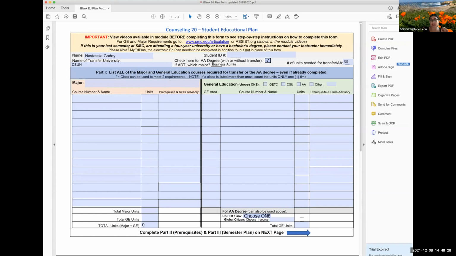Any questions about filling out this first part? So now all of you should have downloaded the ed plan to your desktop. You've put your name, the transfer university you're choosing, if you're getting an associate's degree, and if so, what major, how many units you need. That's all we've done so far. Any questions about that part?